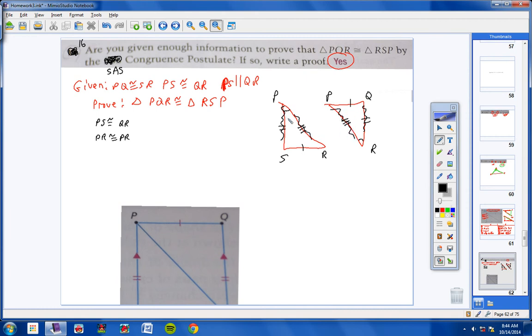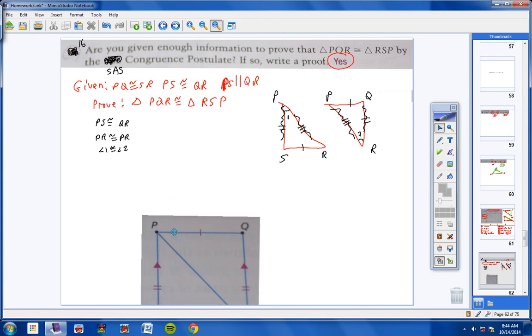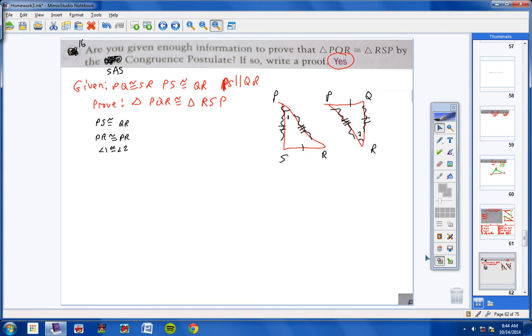Then we're going to call this angle 1 and angle 2. We have to state that angle 1 is congruent to angle 2. Okay, there we go. Once we state those three things, we can then state the triangles are congruent. Now, I'm going to go ahead and slide this out of the way for right now to give us some room. Okay, and if we need it, we'll pull it back up. Okay, so here we go.